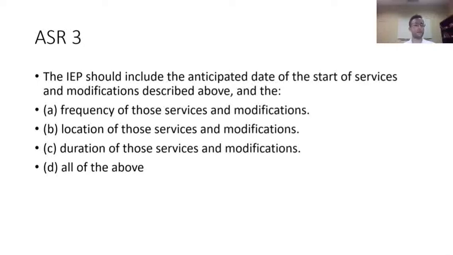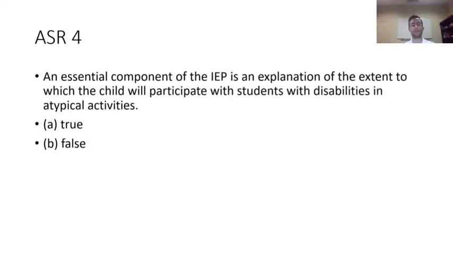ASR 3. The IEP should include the anticipated date of the start of services and modifications described above, and the A. Frequency of those services and modifications. B. Location of those services and modifications. C. Duration of those services and modifications. Or D. All of the above. Couple more seconds. Okay, I'll close the poll, and the answer is D, all of the above.